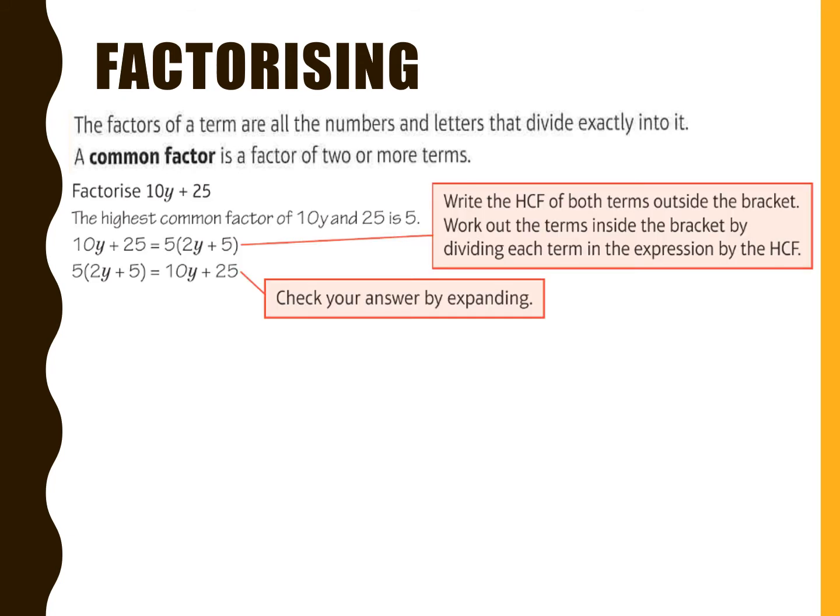So if we were to be told to factorize 10y plus 25, the highest common factor of 10y and 25 is 5. So look, we have the topic of highest common factor in algebra. You bring the 5 outside, and then you end up with 2y plus 5 inside the brackets. You can always check your answer with algebra. The beautiful thing about algebra is you can always check your answer, whether you're expanding, substituting, or factorizing. So if you expand this and get 10y plus 25, your answer must be correct.